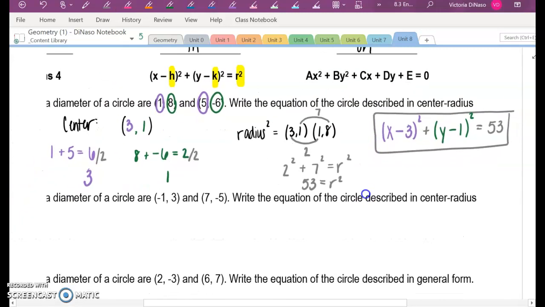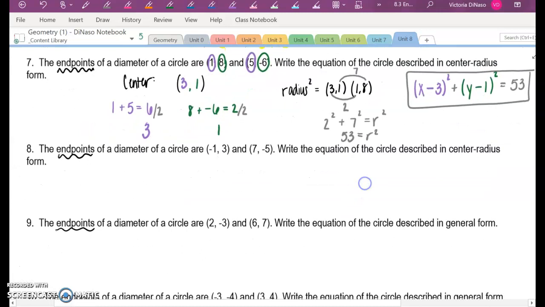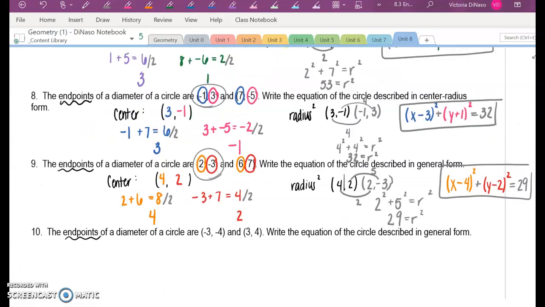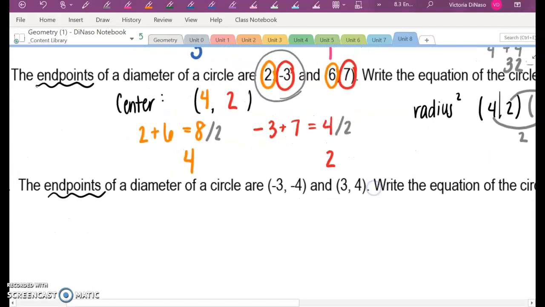We're going to try again. We've got one more to do of these kind of examples where we've got an endpoint. So for this last one, to find the center, you're going to do the same thing that we've been doing. You're going to add the two of them together, and then you're going to take half of it.